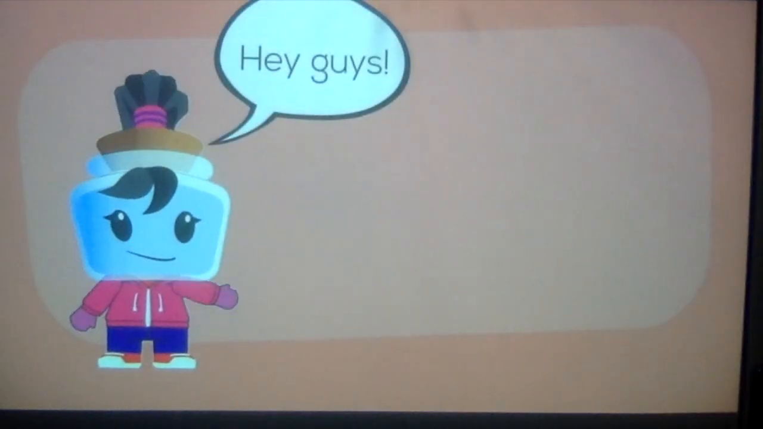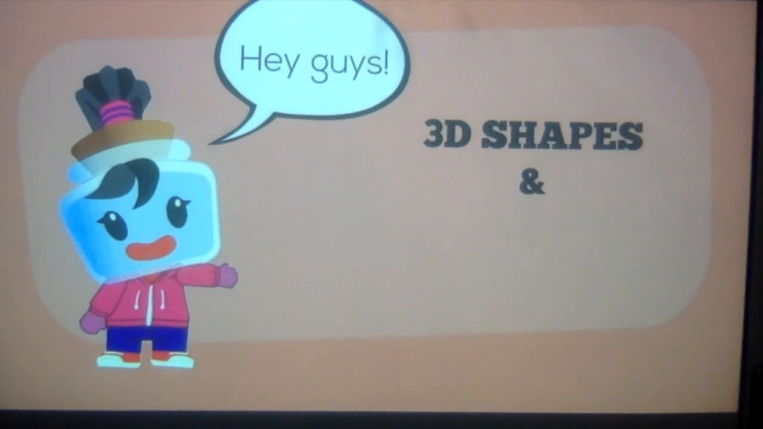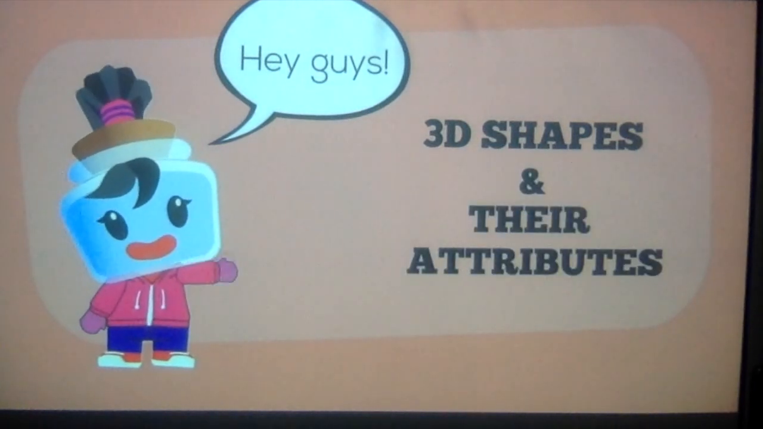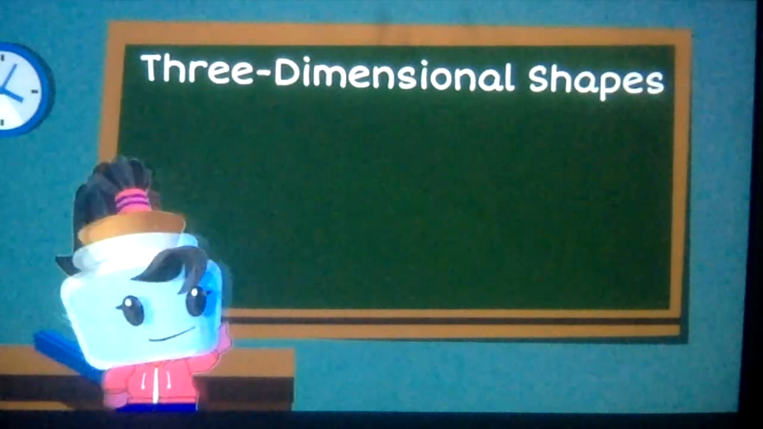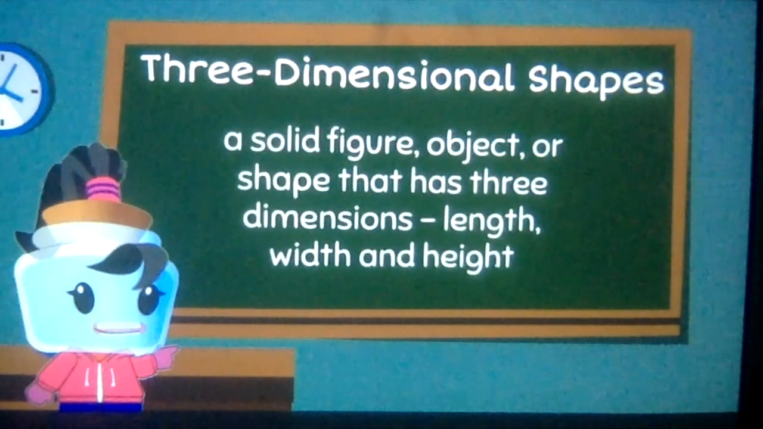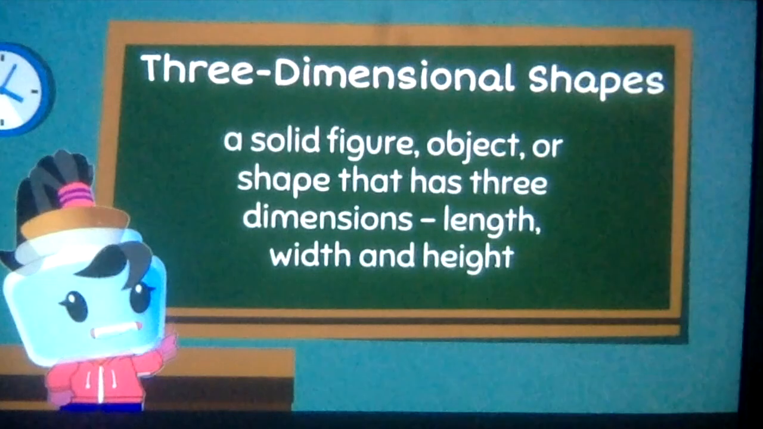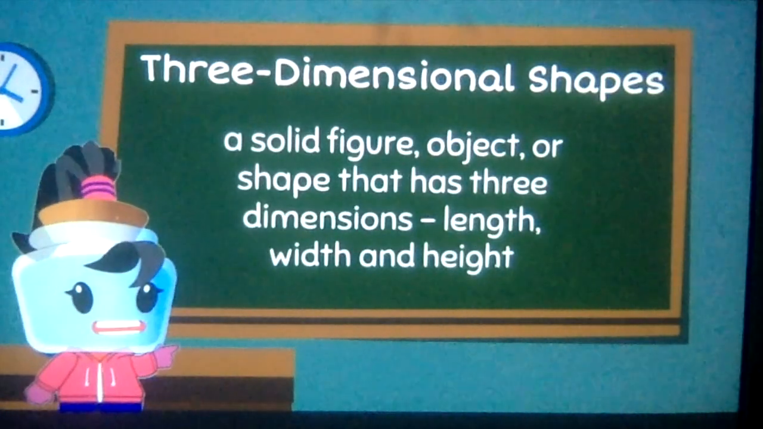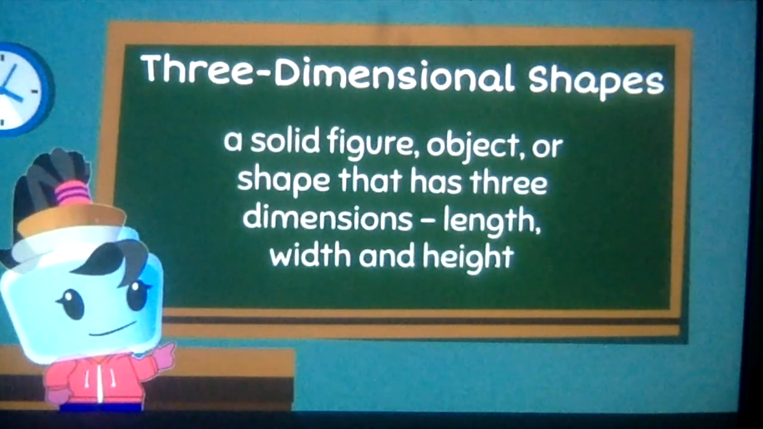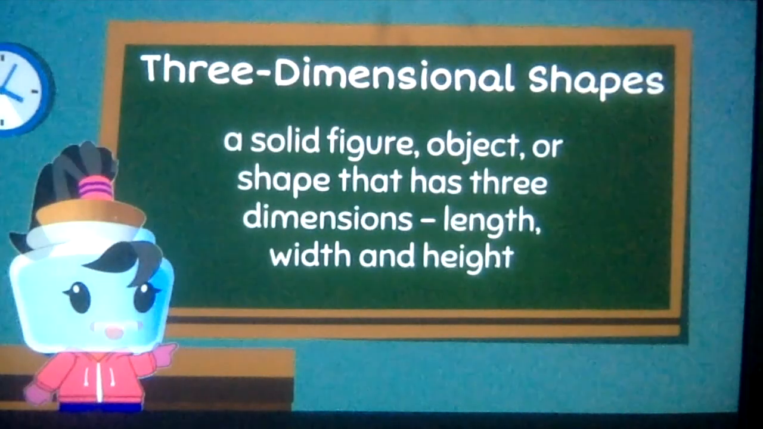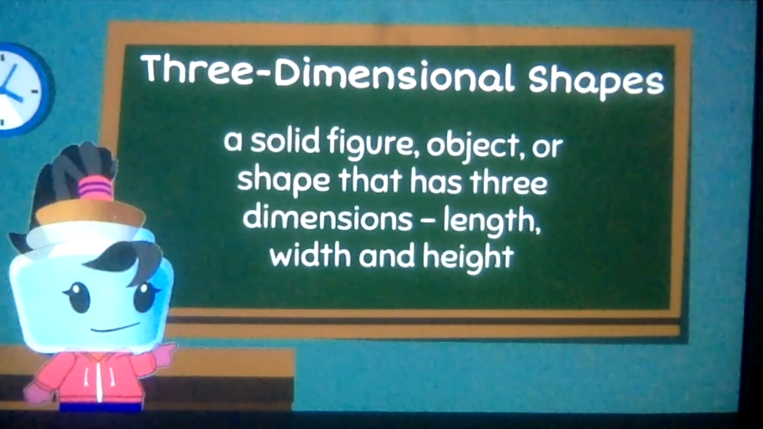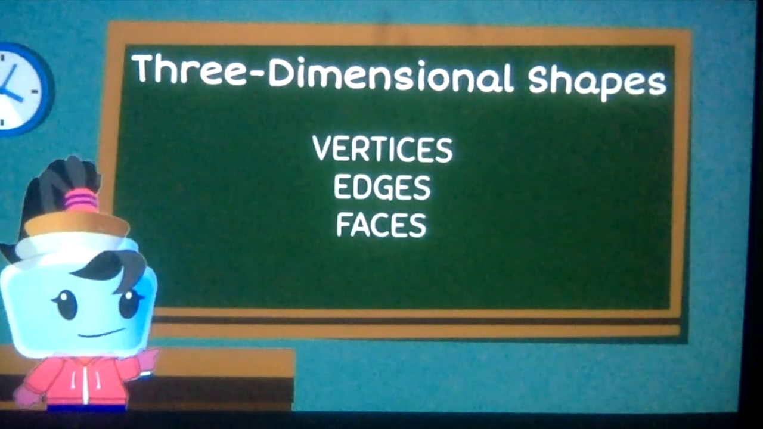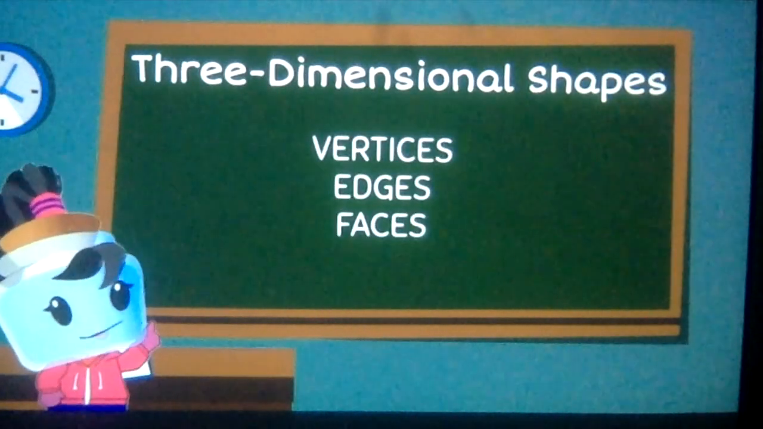Hey guys, today we will be learning about 3D shapes and their attributes. A 3D shape or a three-dimensional shape can be defined as a solid figure or an object or shape that has 3 dimensions: length, width, and height. To classify these 3D shapes, we will look at their vertices, edges, and faces.